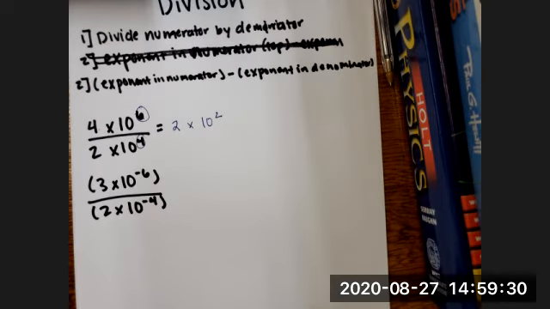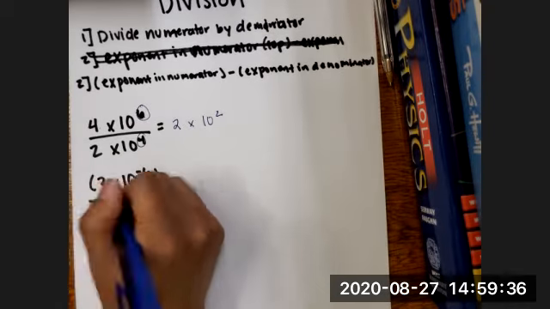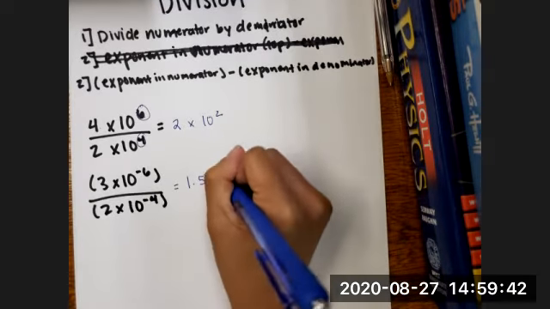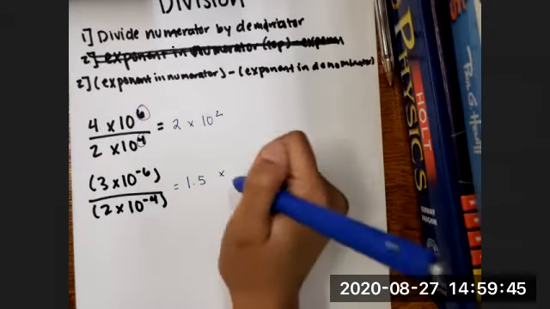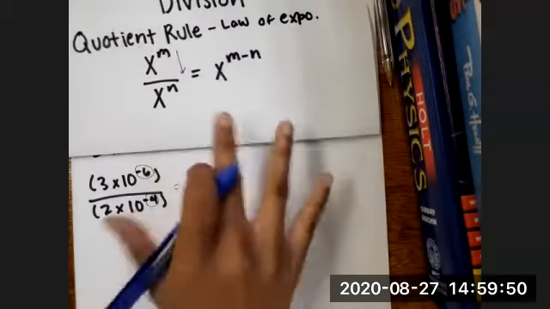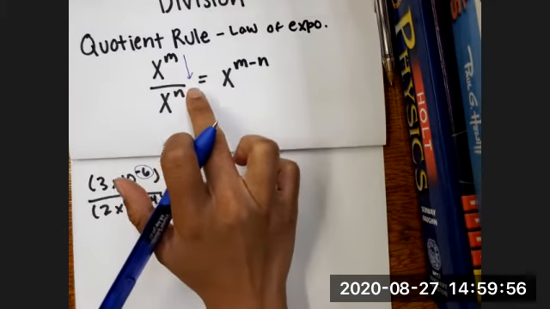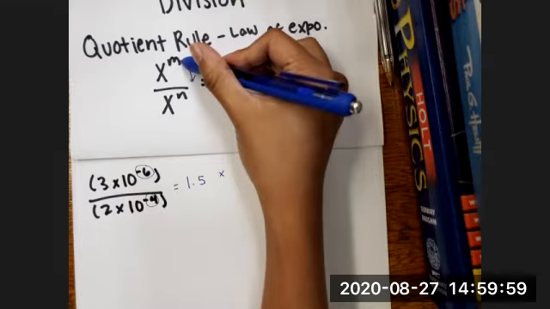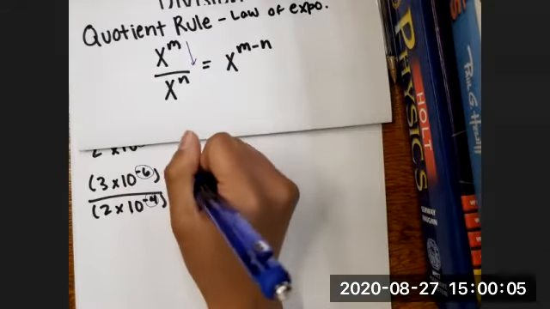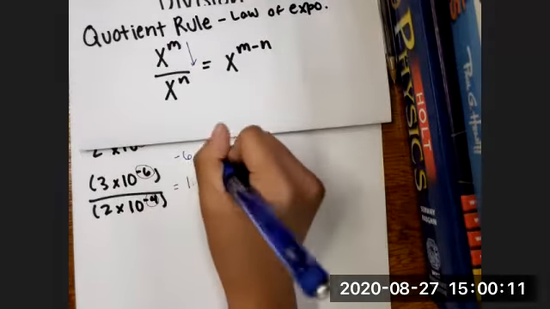All right, so I have 3 times 10 to the negative 6 divided by 2 times 10 to the negative 4. I know 3 divided by 2 is equal to 1.5. This number is between 1 and 10, so it gets to stay. Since my bases are the same, I just subtract these exponents. Remember the quotient rule from math: since they have the same base, I take the exponent from the numerator minus the exponent from the denominator. So here I have negative 6 minus negative 4.